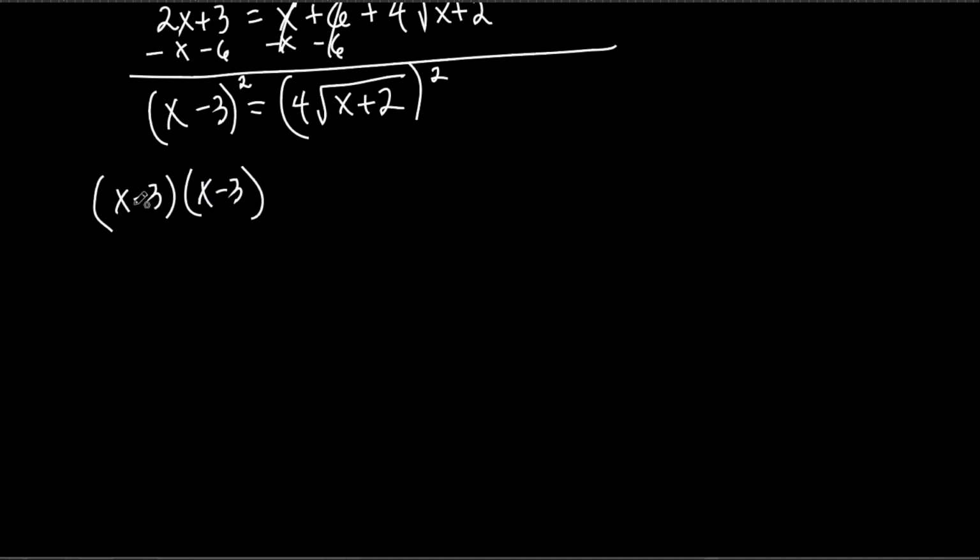Is that all right? Can we do this in our head? We should be able to. It's x squared minus 3x minus 3x, which is minus 6x, and then plus 9. Agreed? All right. You can show the step if you want.